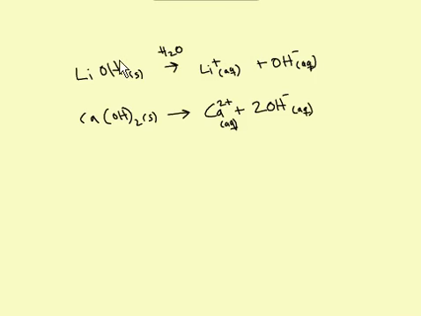And as is the case with the acids, none of these remain together when they're dissolved. The lithium does not stay with the hydroxide. Each lithium cation is completely surrounded by water, each hydroxide completely surrounded by water, each calcium surrounded by water, and each hydroxide completely surrounded by water. And this is why these are strong electrolytes, completely breaking apart into their ions.